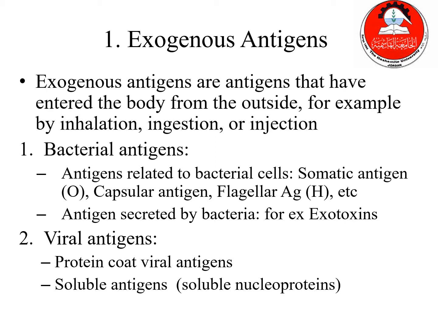We have bacterial antigens, we have viral antigens. An example of bacterial antigens, we have antigens that are related to bacterial cells, such as the O antigen, the somatic antigen in bacteria, the capsular antigen, the flagellar antigen, etc. Also, we have antigens which are secreted by the bacteria itself. So they are not related to the bacterial structure or cell, and they are produced or secreted by the bacteria, such as the exotoxins.